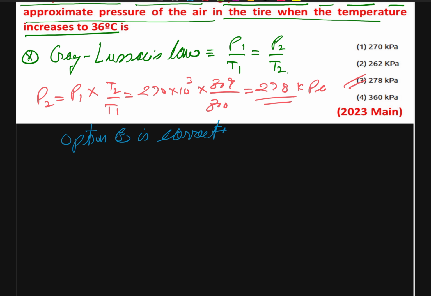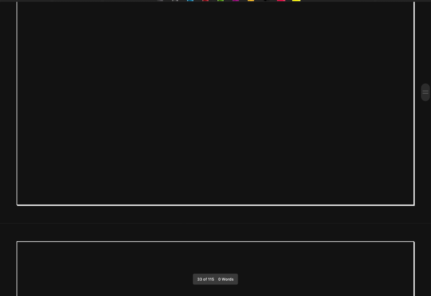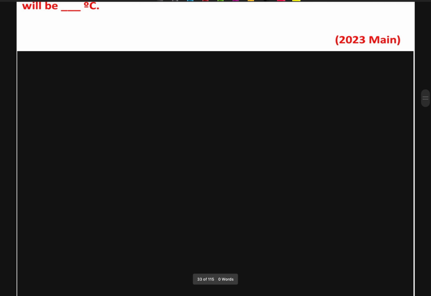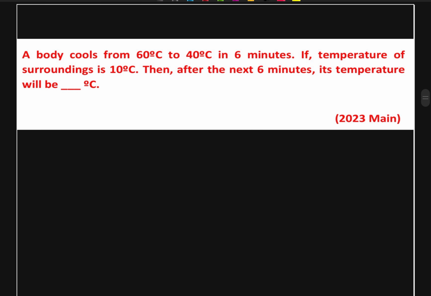Next question. It states that a body cools from 60 degrees centigrade to 40 degrees centigrade in 6 minutes. If the temperature of the surrounding is 10 degrees centigrade, then after the next 6 minutes its temperature will be. So in this case we can use Newton's law of cooling, and that's based on our formula.